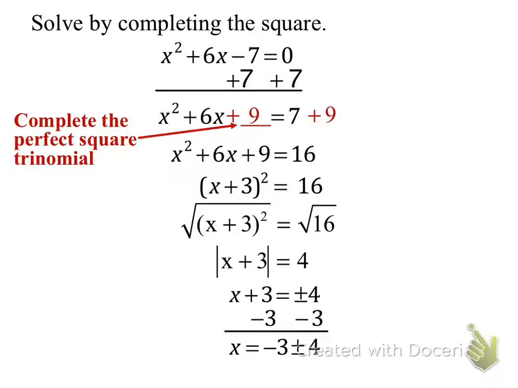Negative 3 plus 4. You still need to write it out. Negative 3 plus 4, negative 3 minus 4. So you've got either 1 or negative 7. That is correct. And so my solutions are 1 or negative 7. Questions? 1 or negative 7. Okay, questions?